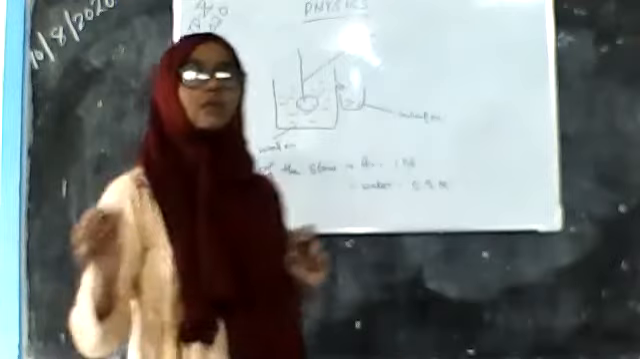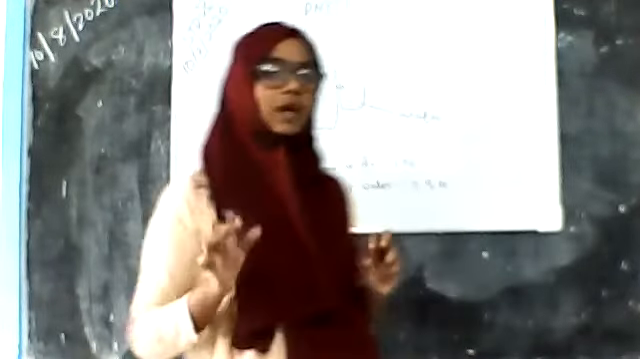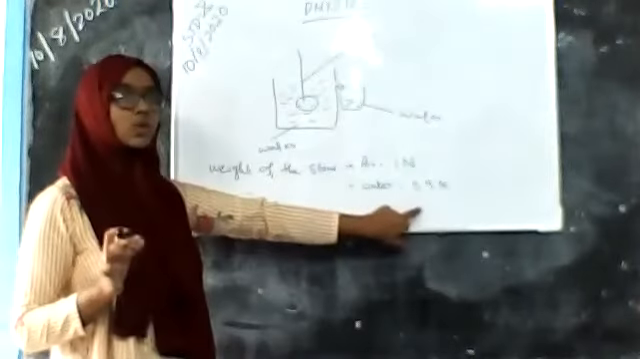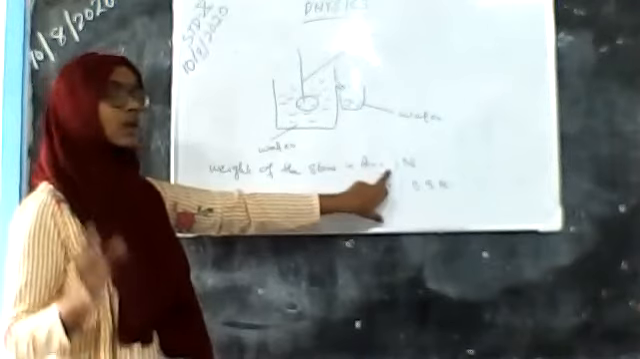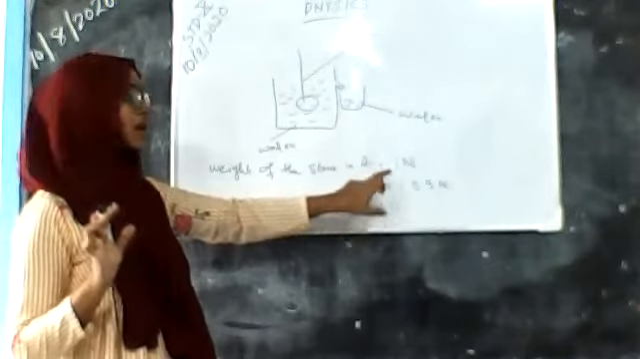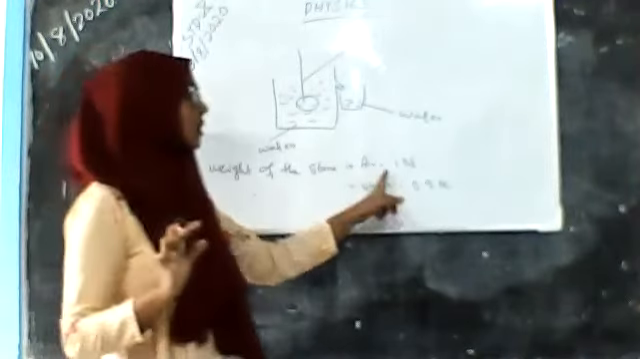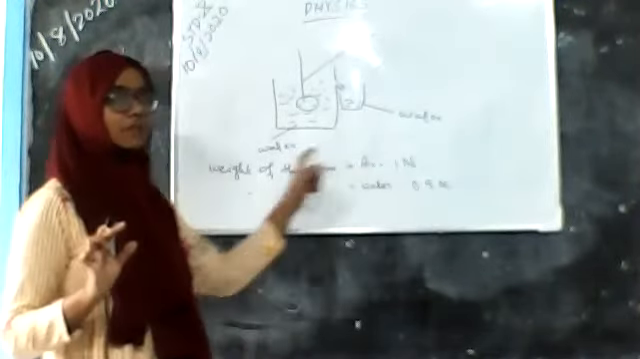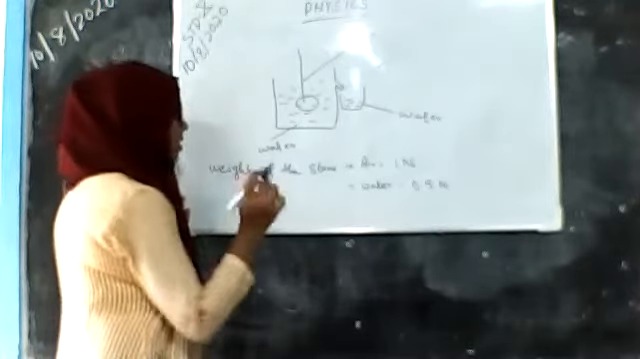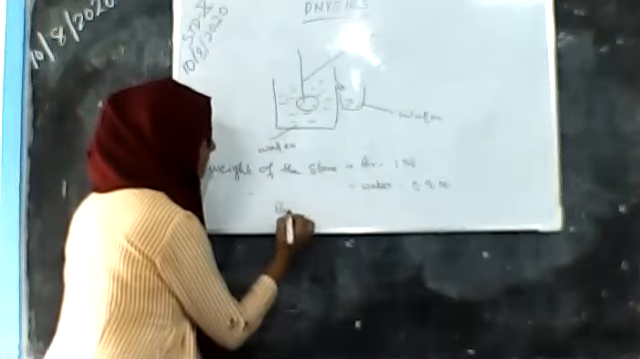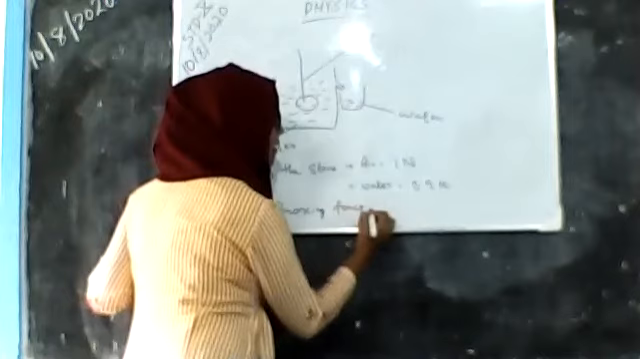We already discussed how to measure buoyancy force. Now we have two things for measuring the buoyancy force: the weight of the stone in air and the weight of the stone in water. From these two answers we have to calculate the buoyancy force acting on it. So how do we calculate the buoyancy force?